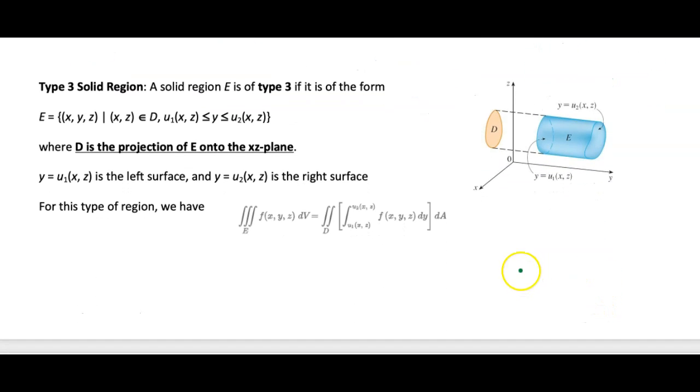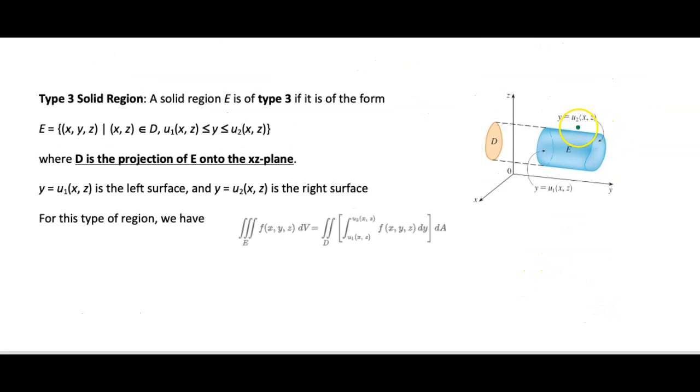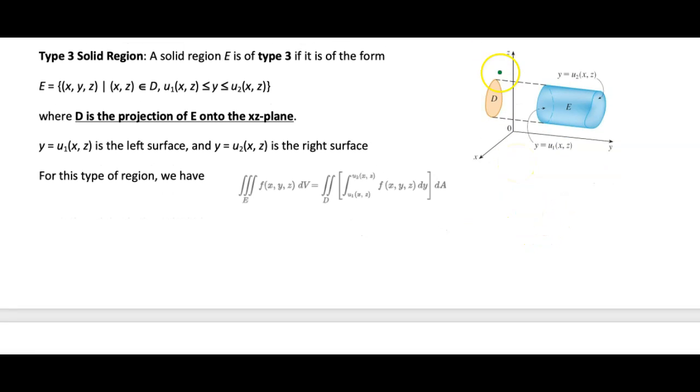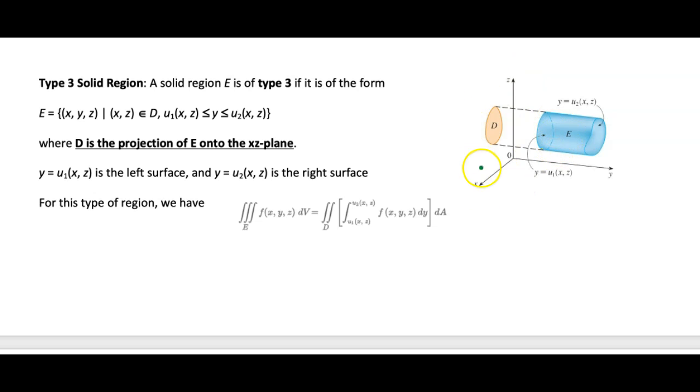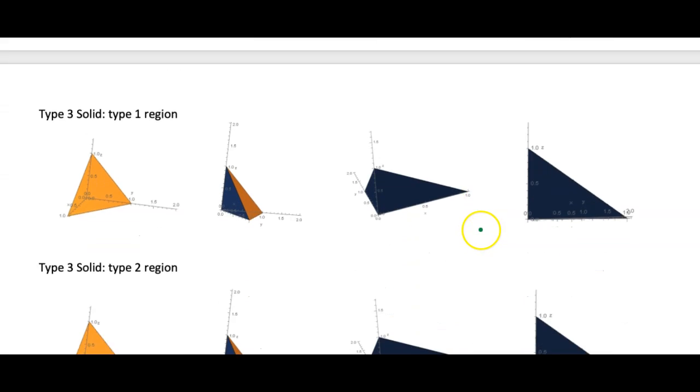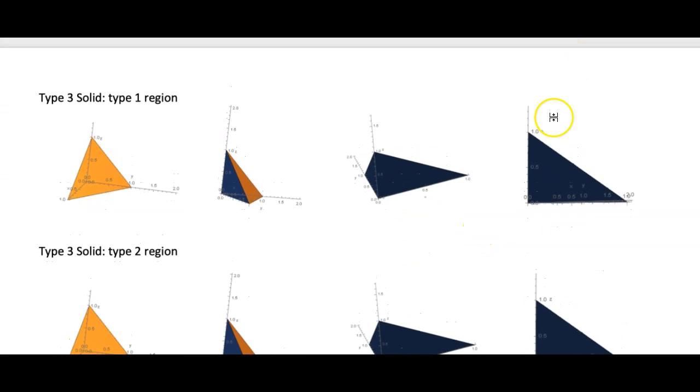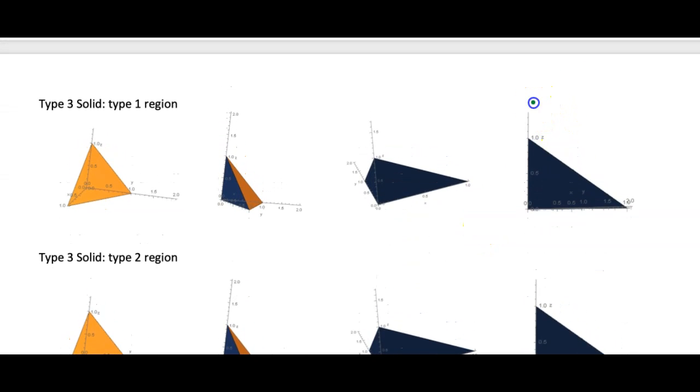Now finally, a type 3 solid region occurs where y is a function of x and z. So we're looking at the xz plane to find our second two sets of bounds. A type 1 region on the z-x plane, remembering that this line is just going to be z plus x equals 1.